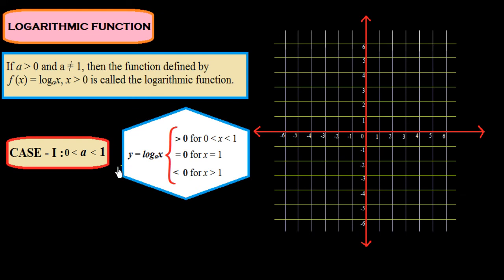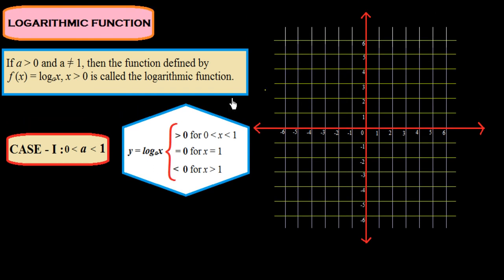In case 2, a is between 0 and 1, 0 is smaller than a is smaller than 1. Here we get log x base a is greater than 0 if 0 is smaller than x is smaller than 1. It is equal to 0 if x is equal to 1. If x is greater than 1, then log x base a is smaller than 0. So let's see how it happens.